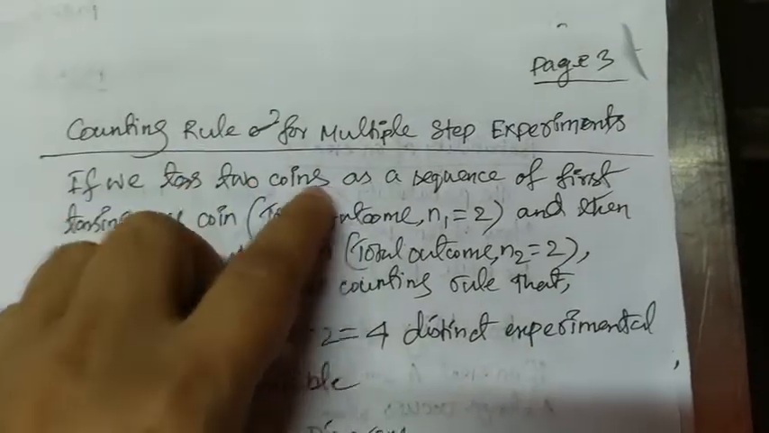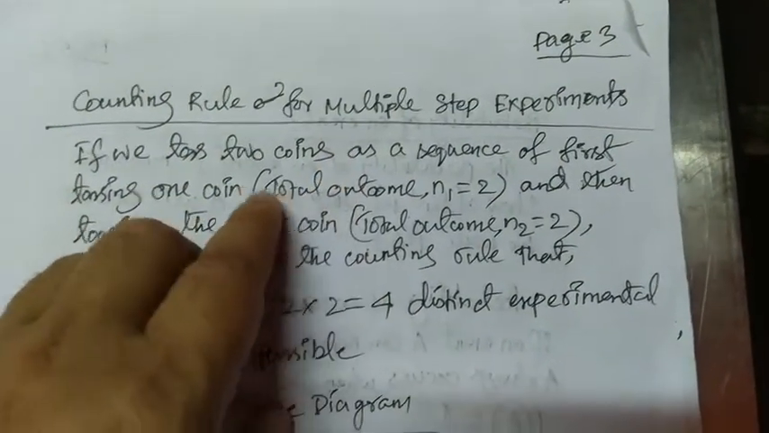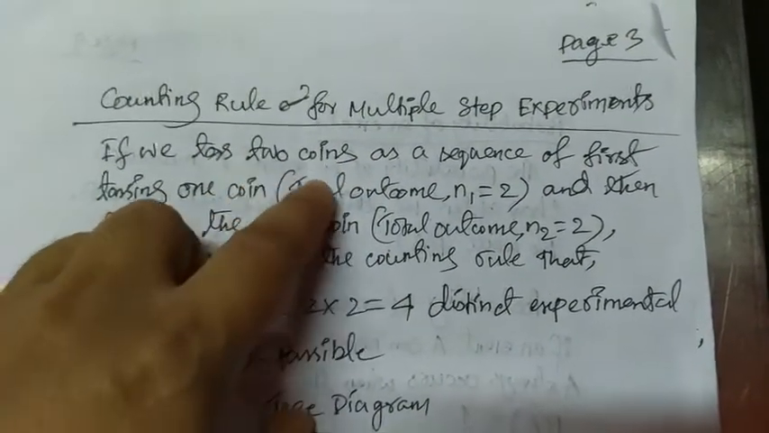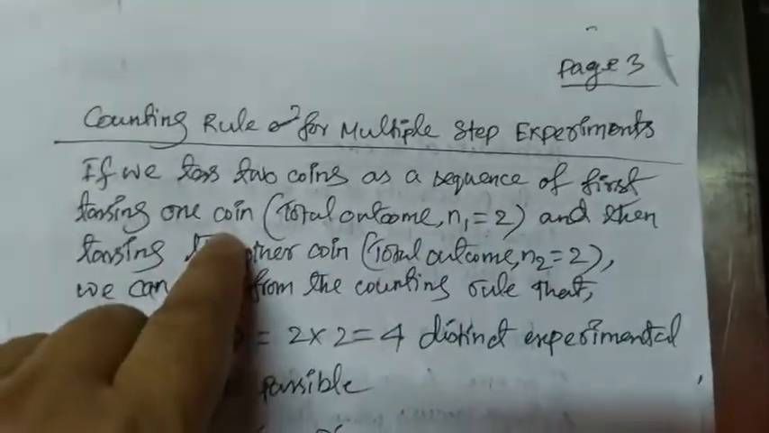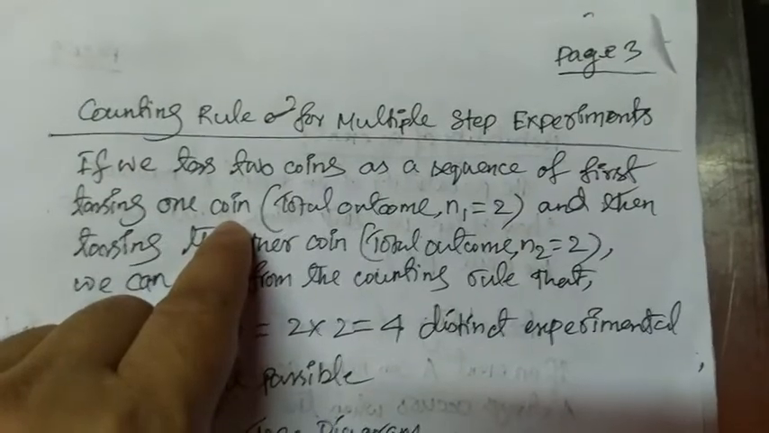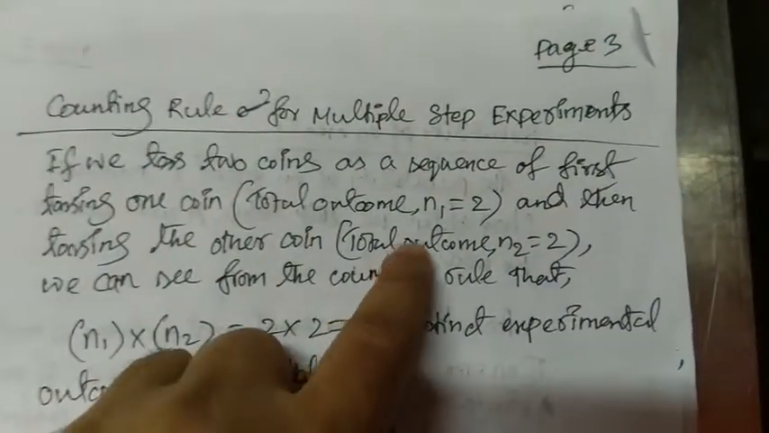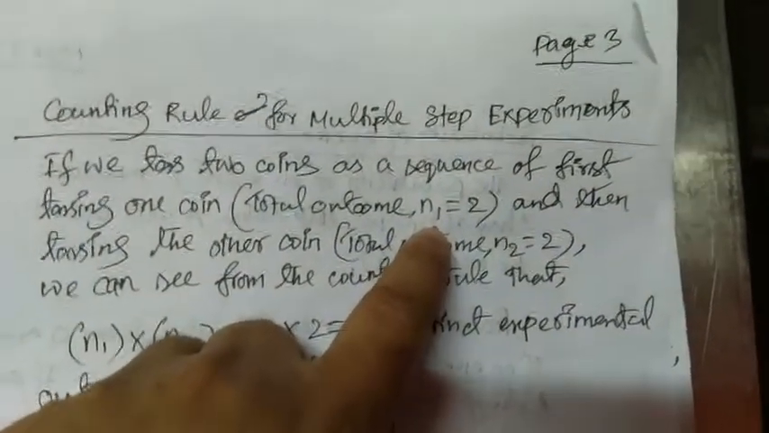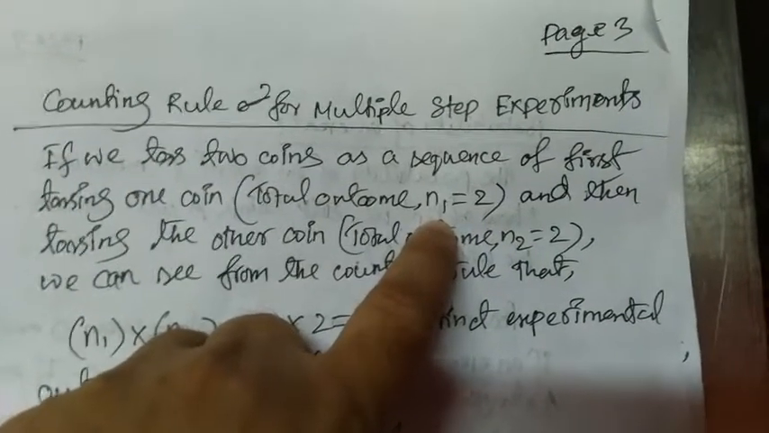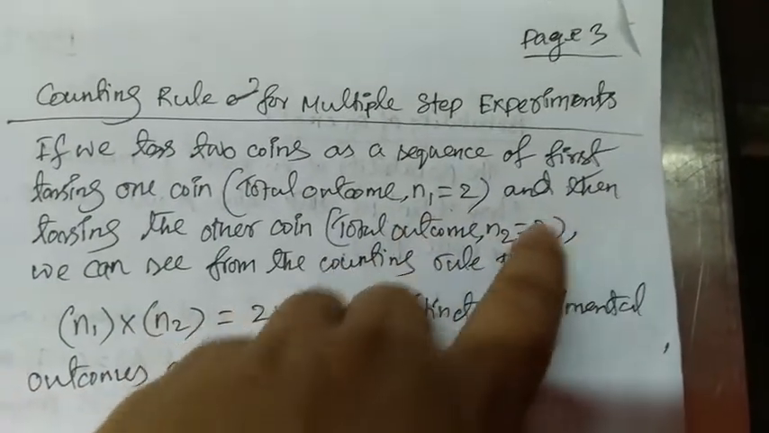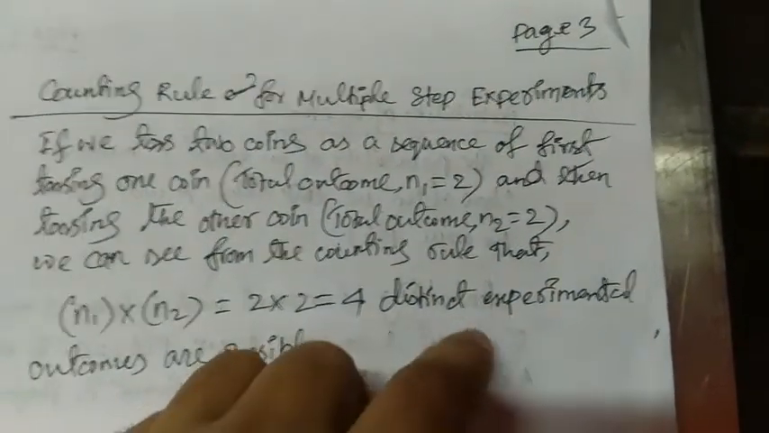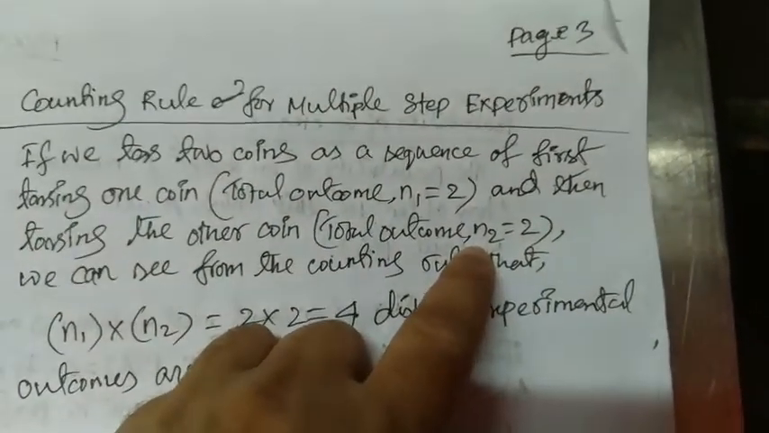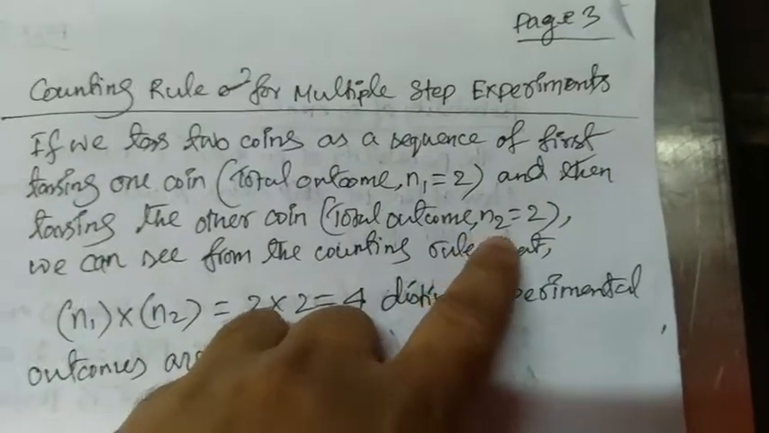Counting rule for multiple step experiments. If we toss 2 coins as a sequence of first tossing 1 coin, when you toss 1 coin, you may get either head or tail. That means total outcomes is 2. Then tossing the other coin, you can get head or tail. That means you can get another 2 outcomes.